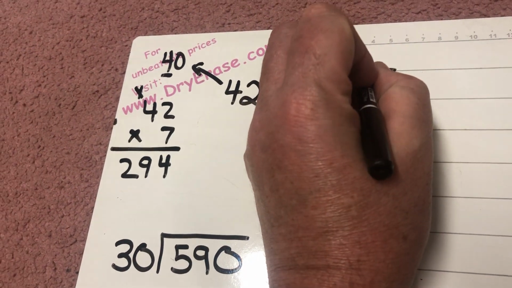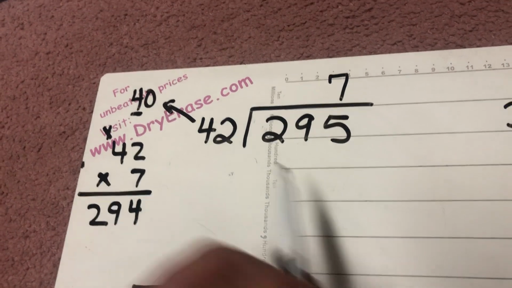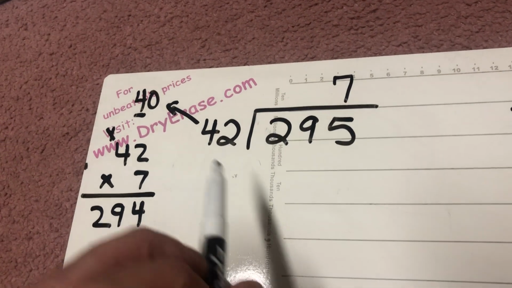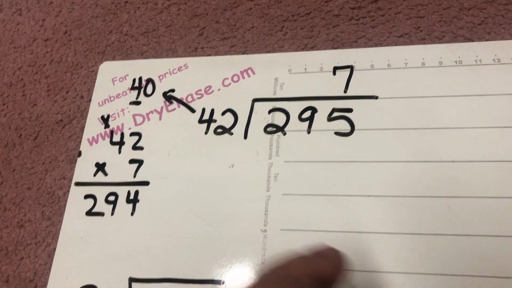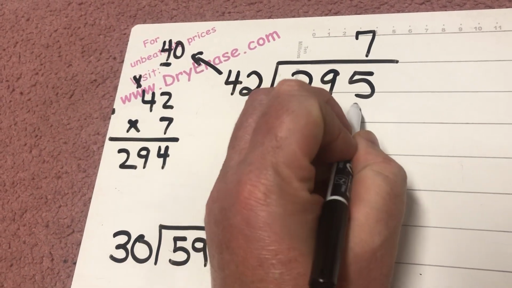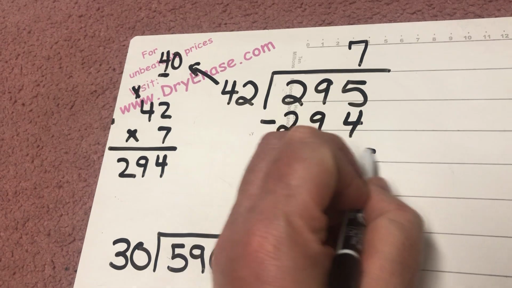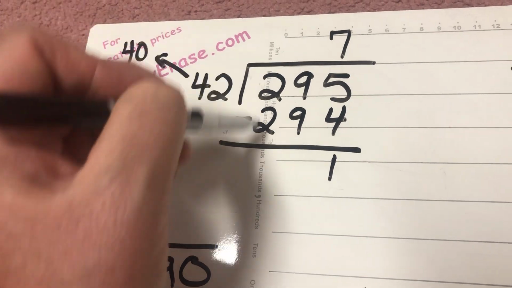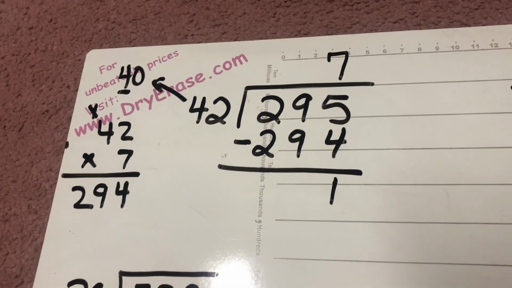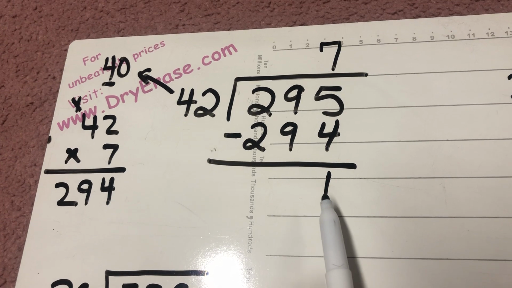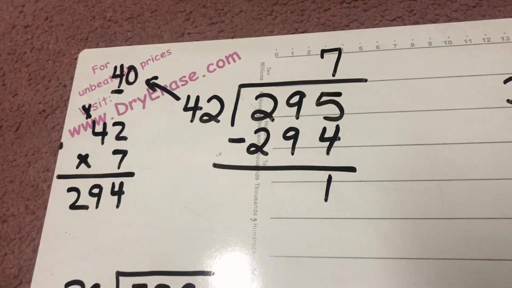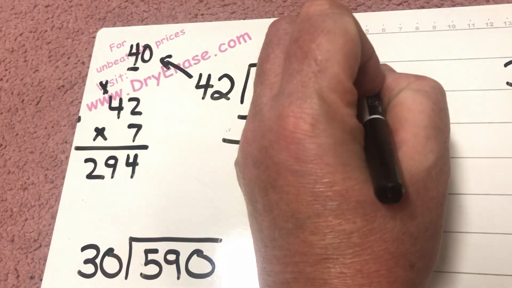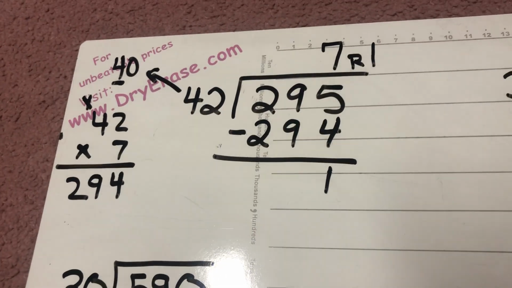And of course, I have to put my 7 above the 5, because I'm saying that 42 can go into 295 7 times. I know that 42 times 7 is 294. So I'm going to go ahead and put 294 here. After I multiply, I subtract. 5 minus 4 is 1. That's going to be 0. That's going to be 0. So the answer is 1. And I'm totally okay with having 1 as the answer to a subtraction problem when I'm dividing by 42. And there are no numbers left to bring down.